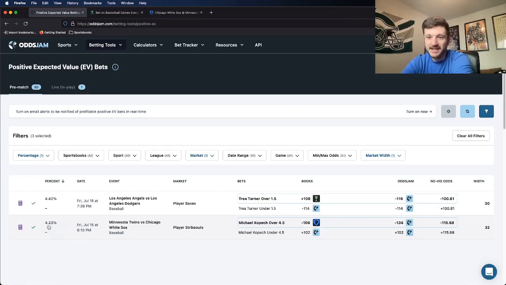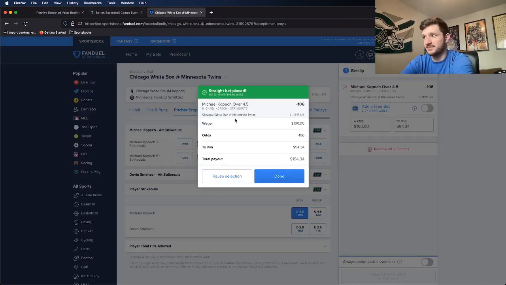This percent here is a way to calculate the edge. This is your percent edge. It can also be viewed as your profit margin. Basically, the way this makes sense, I put $100 on this one, right? I put $100 on it.